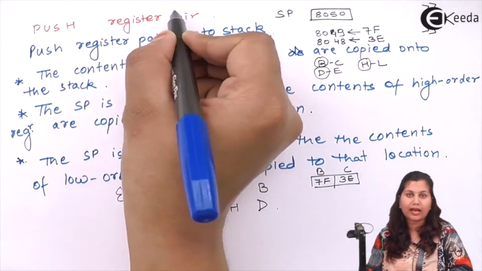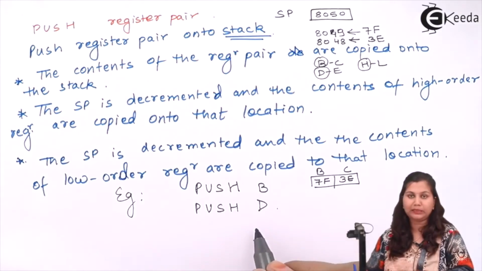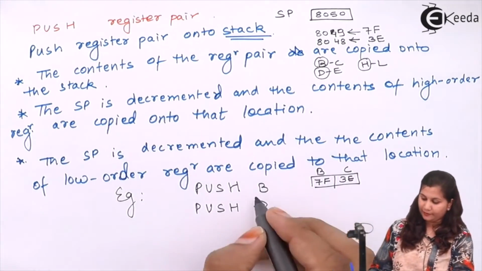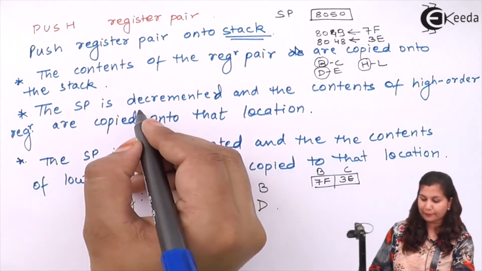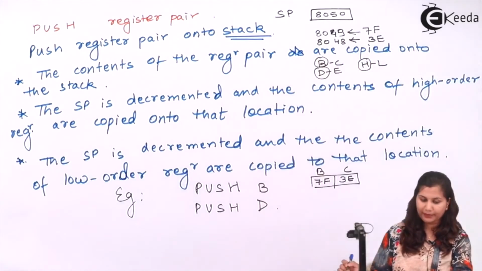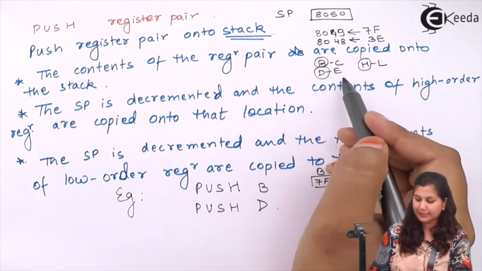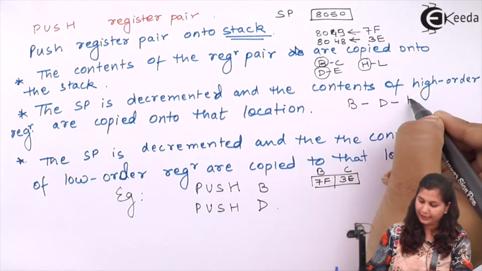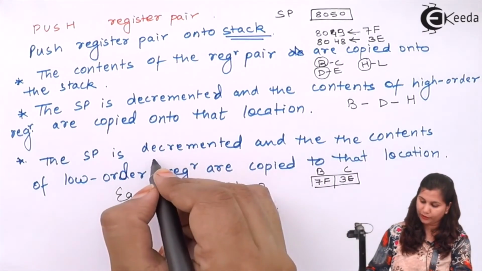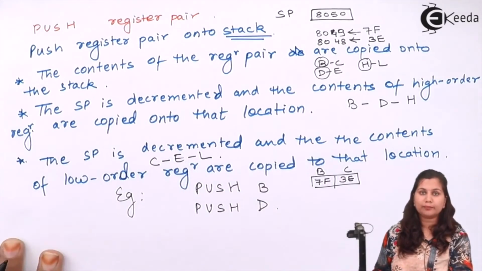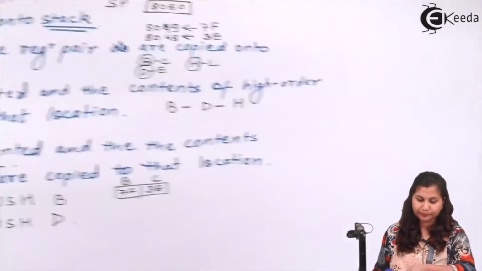Push and then the register pair. It can be B, D or the HL register pair. The stack pointer will be decremented. First the higher order register is copied and then the lower order register is copied there. Here B, D and H will be copied first, and for lower order we will have C, E and L. So this was the push instruction.